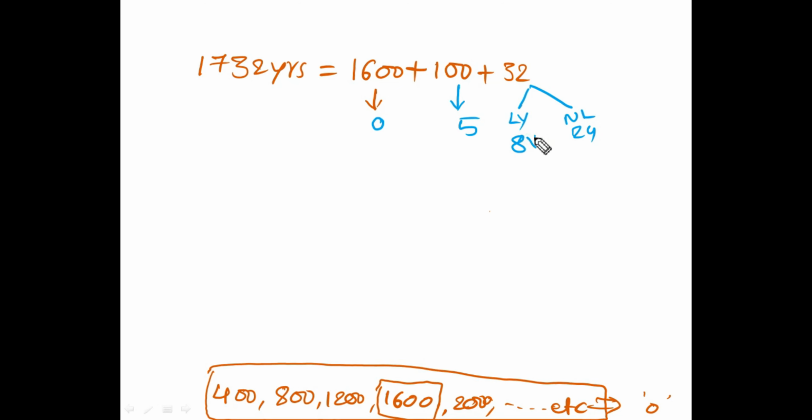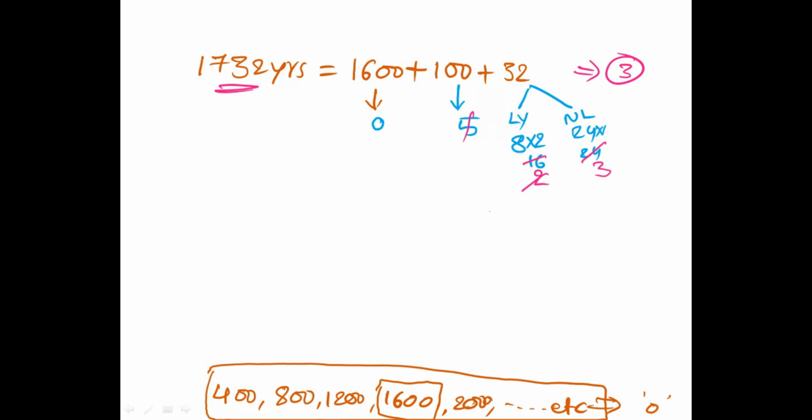So 8 leap years, 2 odd days each, 8 twos are 16 odd days, and 24 normal years give 24 odd days. So in this, we cancel the 7s. 24 consists of 21 divisible, 3 odd days. 16 consists of 14 divisible, 2 odd days. And this 5 plus 2 is again 7. Finally, there are 3 odd days in 1732 years.